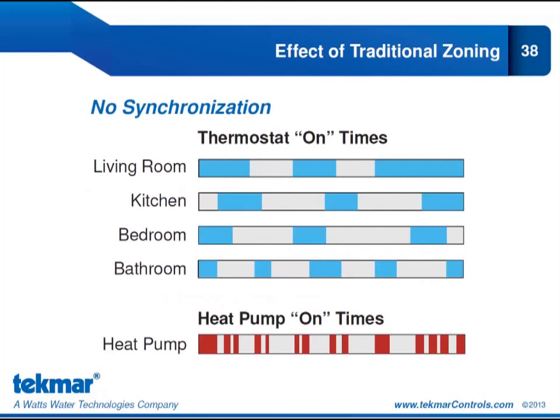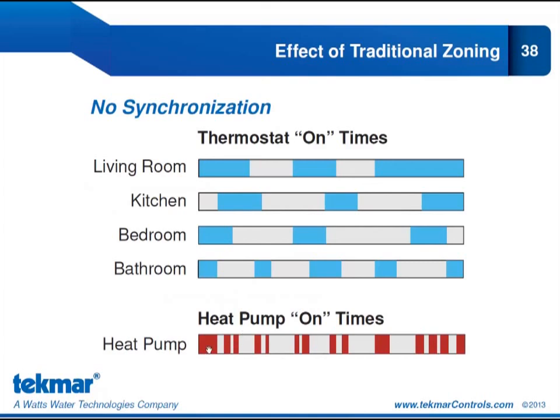So here's the effect of traditional zoning. You can see we have our 4 zones: the living room, the kitchen, the bedroom, and the bathroom. And in blue, we have noted the thermostat on time. So this would be when the heat relay on the thermostat closes and the zone valve opens to allow heat into the space. So you can see they have very different on times. We're not organizing when those thermostats turn on or off. And what effect that has on the heat pump is shown below in red.